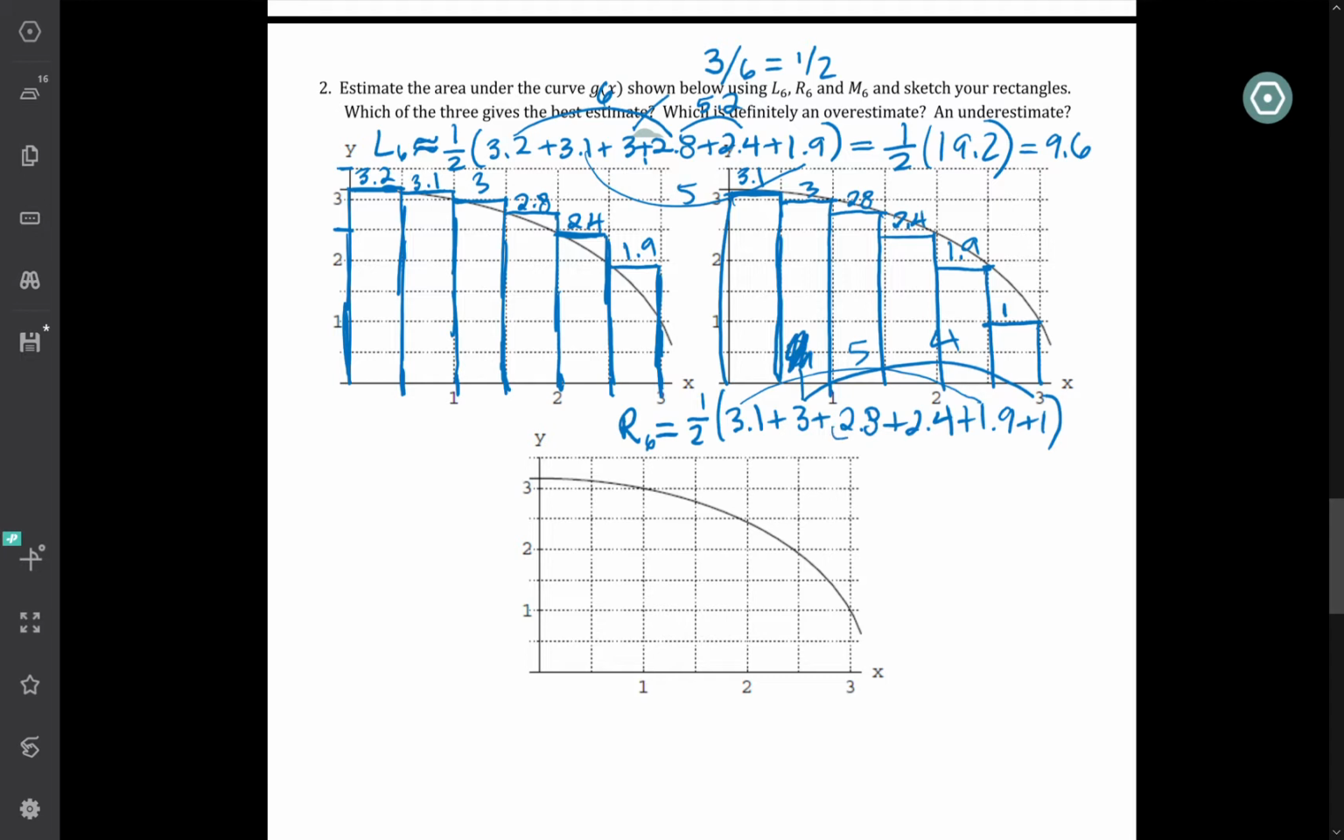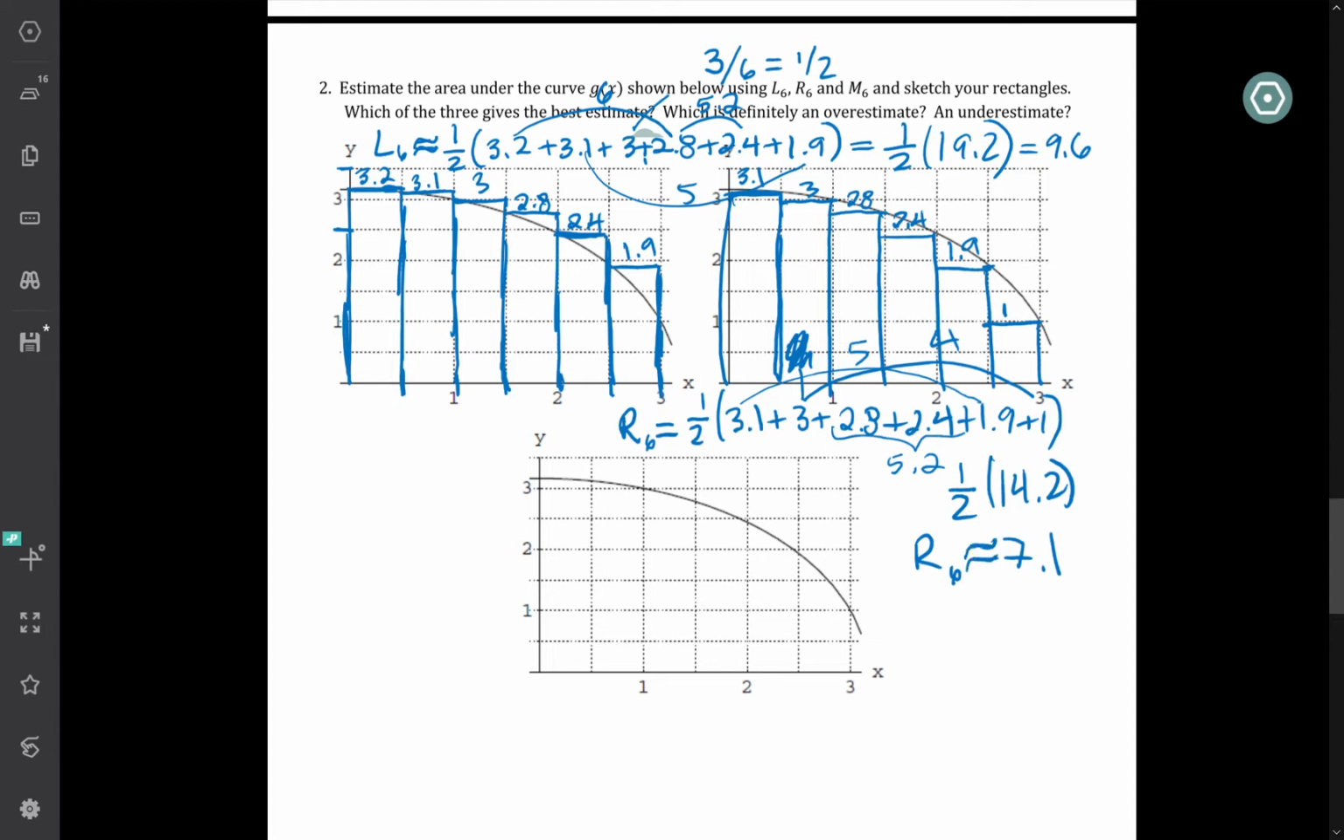And then what are we missing? These seem to be the two in the middle: 4, 5.2. Okay, so we have 5, and 4 is 9, and 5 is 14.2. So we're going to end up with half of 14.2, which means R sub 6 is 7.1, approximately. Okay, so that's our underestimate.